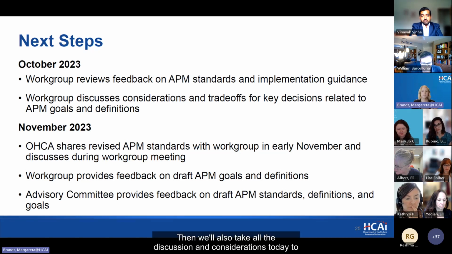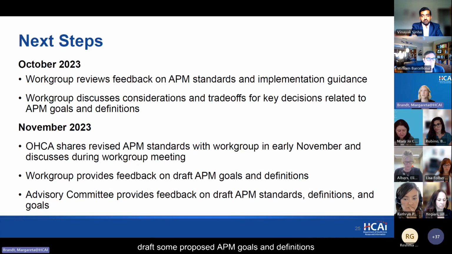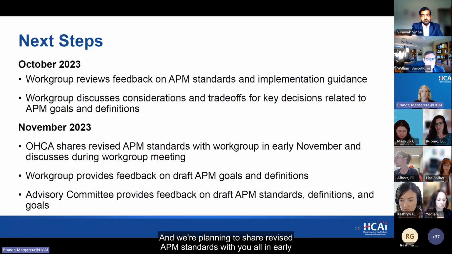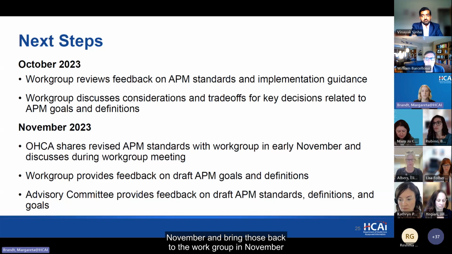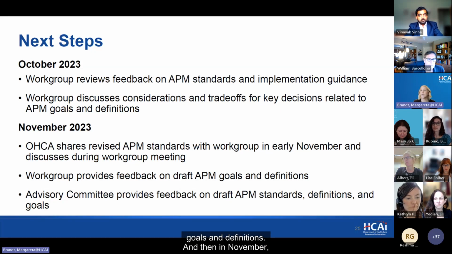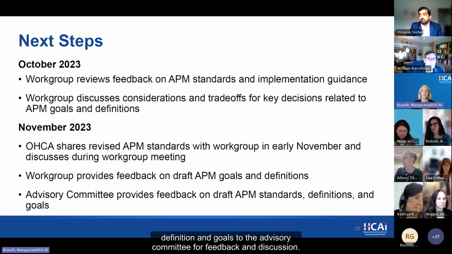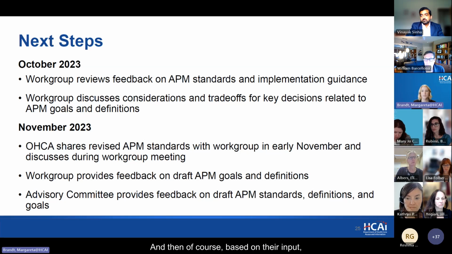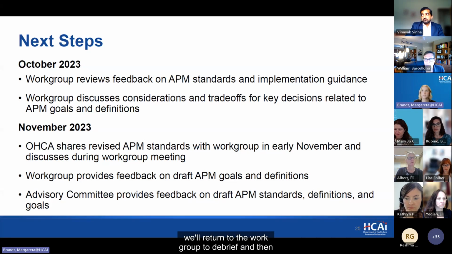Then we'll also take all the discussion and considerations today to draft some proposed APM goals and definitions for our work group discussion in November. We're planning to share revised APM standards with you all in early November and bring those back to the work group for feedback, and then also discuss APM goals and definitions. In November, we're also intending to bring draft APM standards, definitions, and goals to the advisory committee for feedback and discussion. And then, based on their input, we'll return to the work group to debrief.